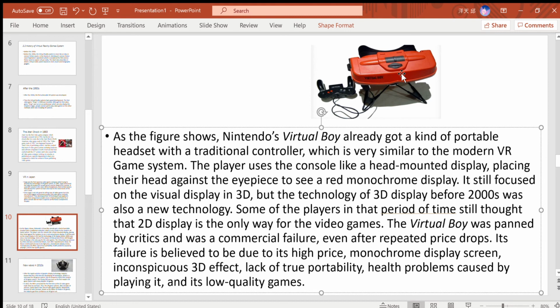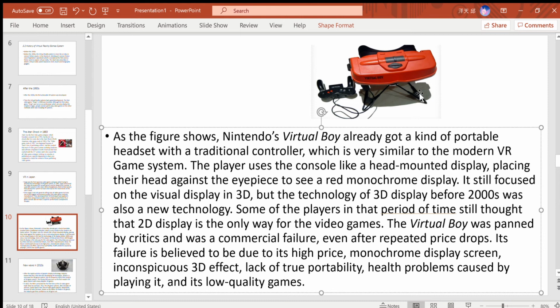already was a kind of portable headset with a traditional controller, which is very similar to the modern VR game system. The player uses it like a head-mounted display, placing their head against the eyepiece to see a red monochrome display. It still focused on a virtual 3D display, but 3D technology before 2000 was also a new technology.